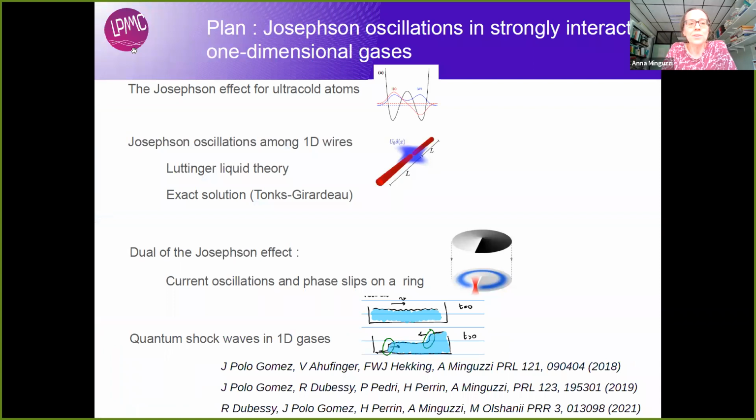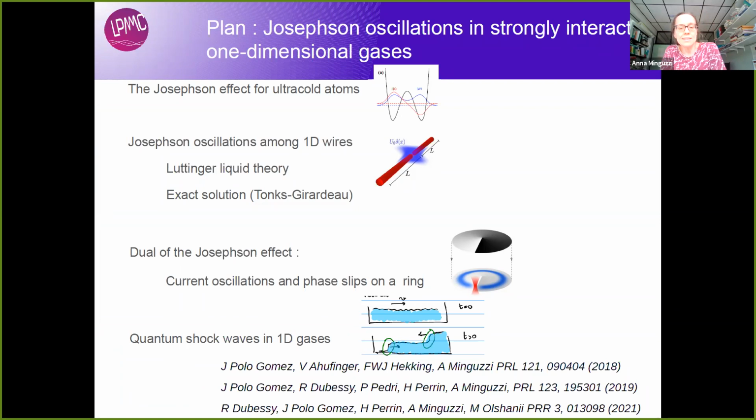So the plan is the following. I will make a short introduction on the Josephson effect for ultracold atoms. And then I will focus on a specific geometry, that is a two-wire geometry. And I will present our result with two methods, so the Luttinger liquid theory and an exact solution.